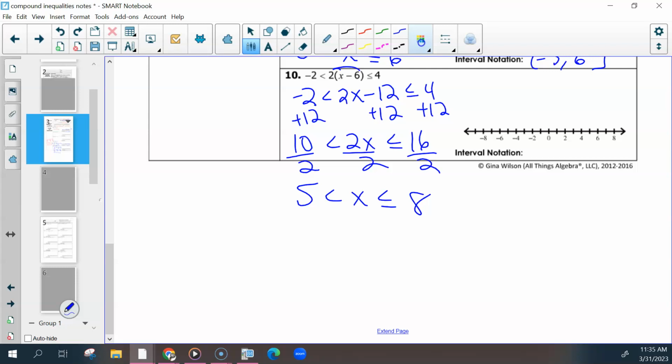And graph that. Open at 5, closed at 8. Line between. Sometimes the line is really small, sometimes it's big, it depends. No problem. Parentheses at 5, bracket at 8. Once you have that down, if you don't have any other questions, go on to the next page.